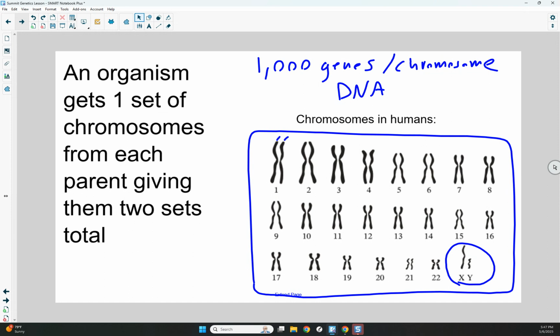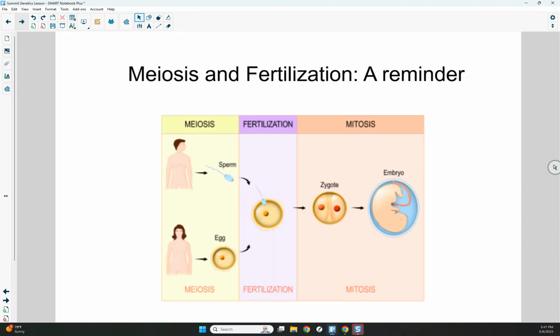Okay? And as a reminder, you get one set of chromosomes from one parent and the other set from the other parent, giving you two sets in each of your cells. And you will recall again from earlier in the year that meiosis and fertilization are the two processes by which we get those sets of chromosomes from our parents.